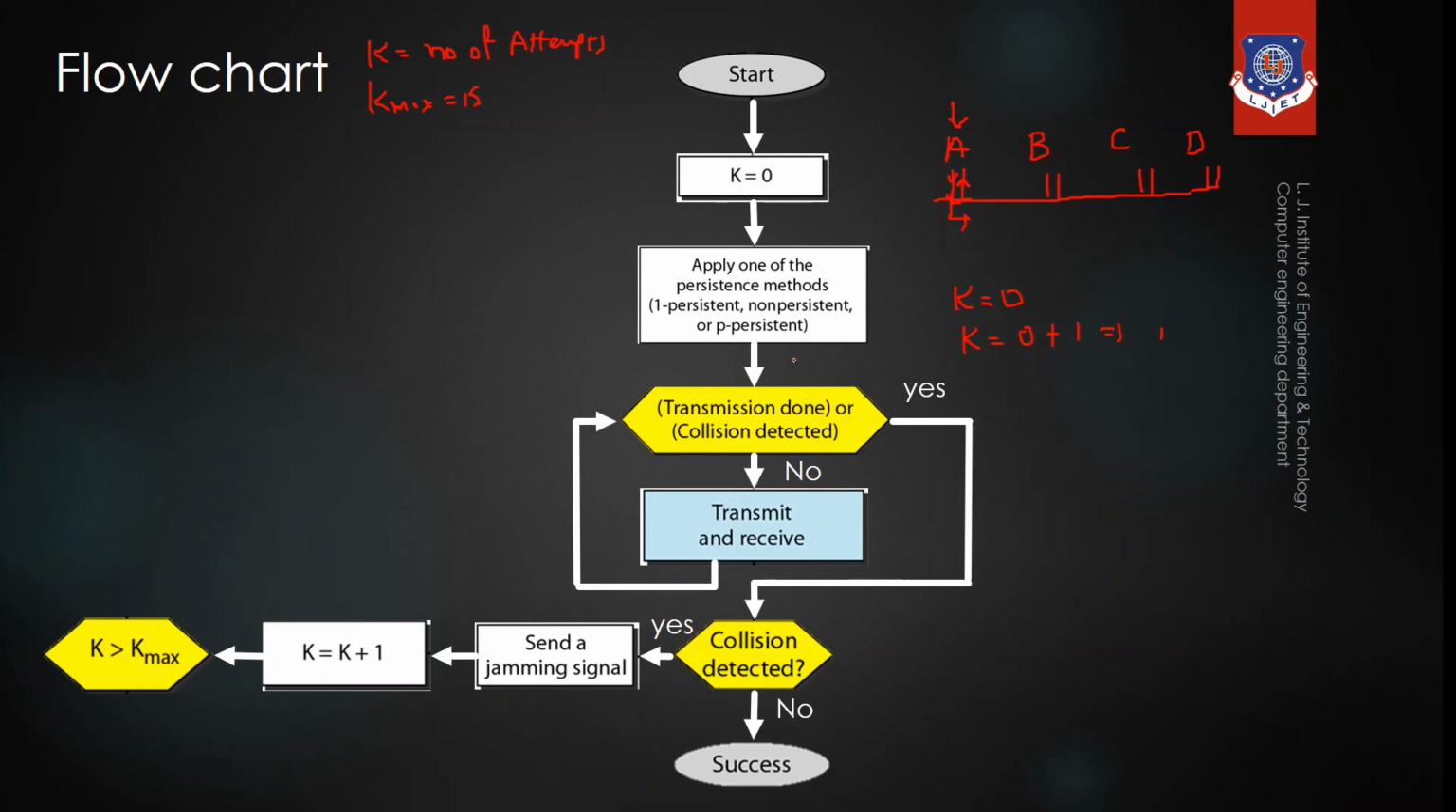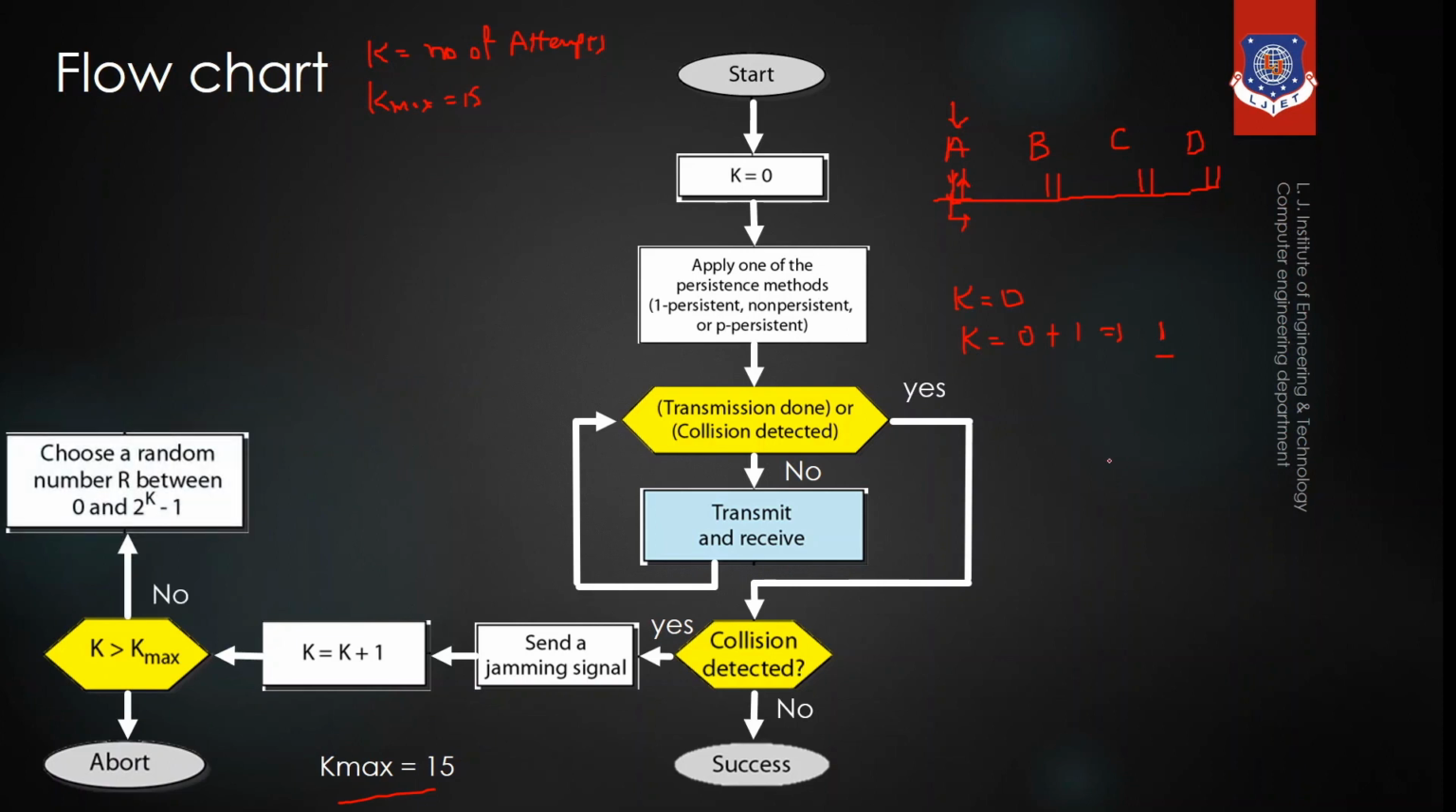And it will check whether it is greater than K max or not. And the value of K max is 15. In our case, the value of K is 1, which is less than 15. So we will choose a random number between 0 and 2 raised to K minus 1. So 2 raised to K minus 1 will be 2 minus 1, which means 1. So the range of R is 0 to 1. So we will consider all the integers between 0 and 1, and from this range we will select one number.